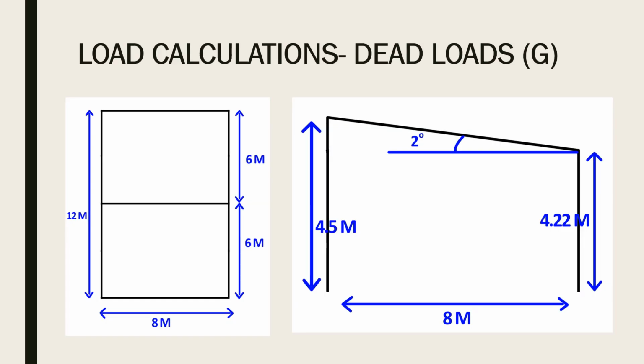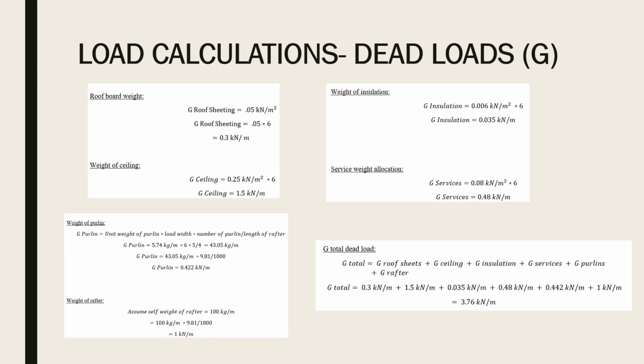Rafter design. Dead load calculations include all aspects of the roof, such as roof sheeting, self-weight of purlin, ceiling, insulation, surface weight, and own weight of rafter. Calculations of these dead loads are similar to what has been previously calculated, with the only difference being the weight is multiplied by the load width being 6 meters. As we can see, the dead load calculations have been previously calculated and are multiplied by the load width. We have assumed the self-weight of the rafter to be 100 kilograms per meter.